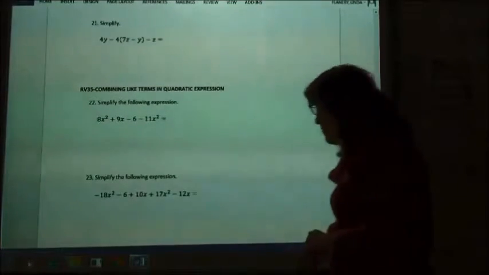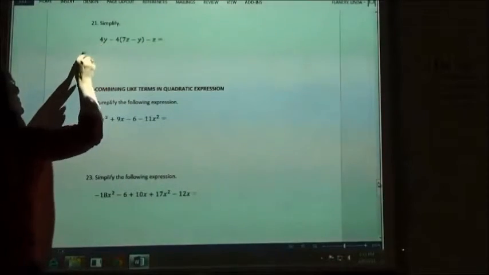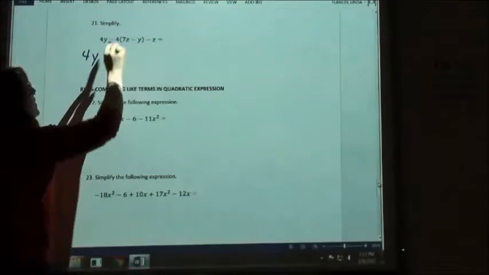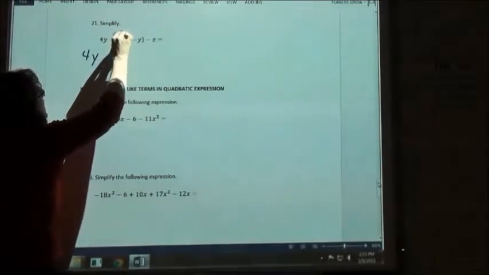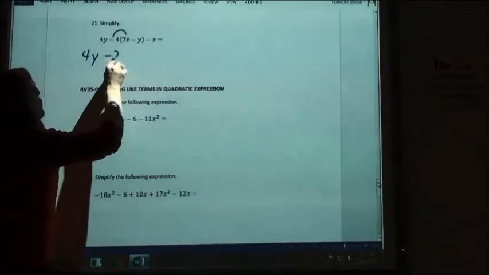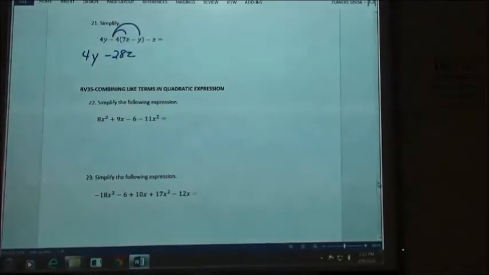Number 21, same kind of thing, getting rid of my parentheses. This is in front, so I'm just going to bring down the 4y. Then I'm going to multiply, writing the sign of my answers only. Negative 4 times positive 7z, negative 28z. A negative 4 times a negative y.